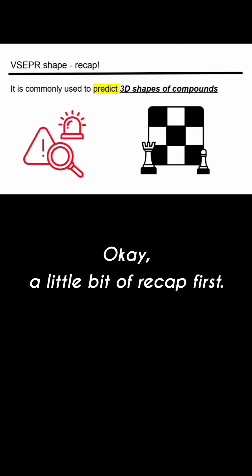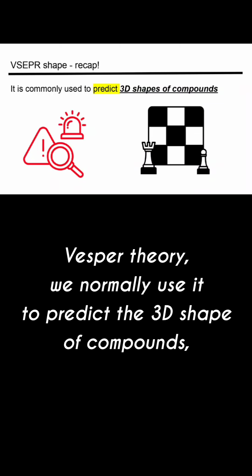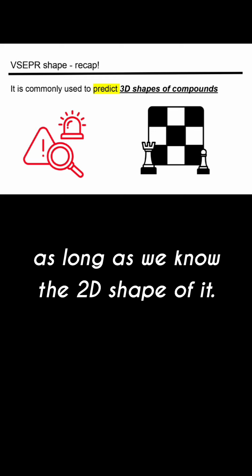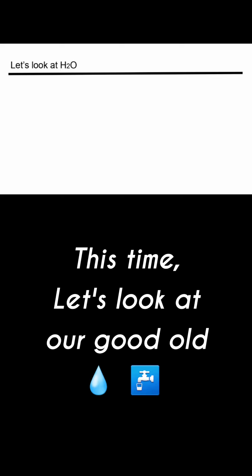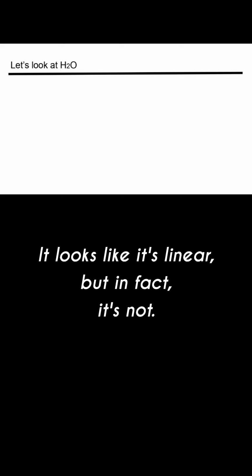Okay, a little bit of recap first. VSEPR theory, we normally use it to predict the three-dimensional shape of compounds as long as we know the two-dimensional shape of it. This time, let's look at our good old H2O. It looks like it's linear, but in fact it's not.